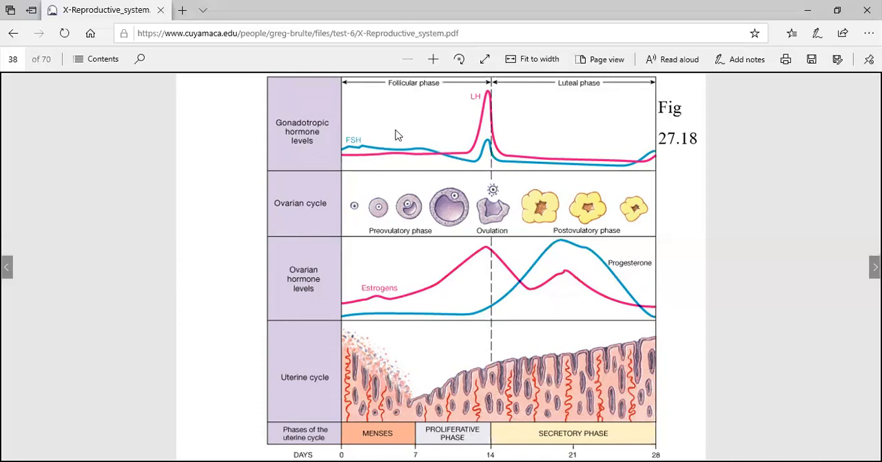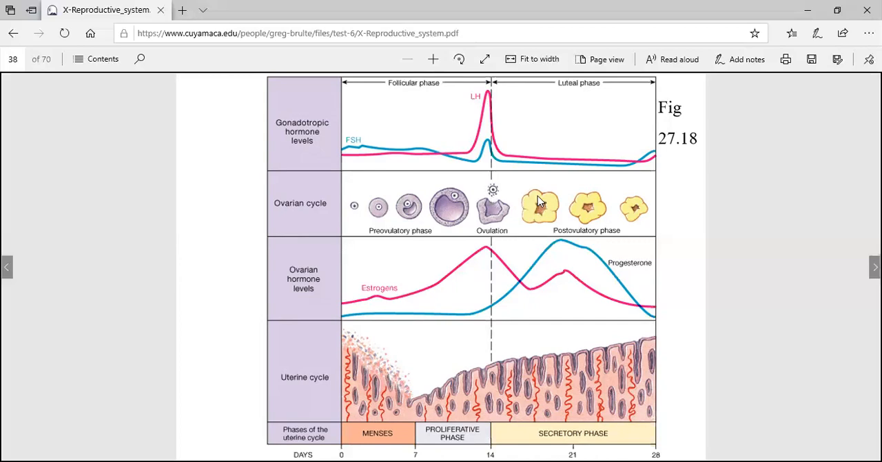FSH and LH, remember these two anterior pituitary hormones? Follicle stimulating hormone and luteinizing hormone. Follicle stimulating is going to stimulate these follicles, right? And so it's up a little bit here because it's stimulating the follicles. As you're getting more and more thecal cells, you're getting more and more estrogen. Then you're going to have a spike of LH right before day 14, okay? And that's going to induce ovulation.